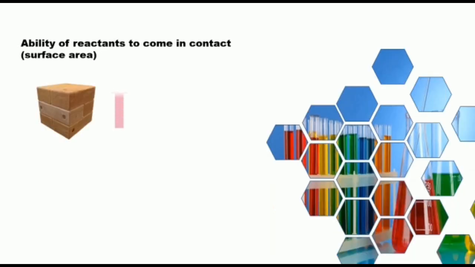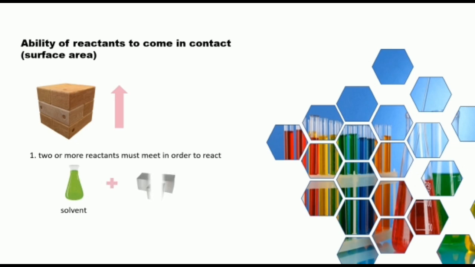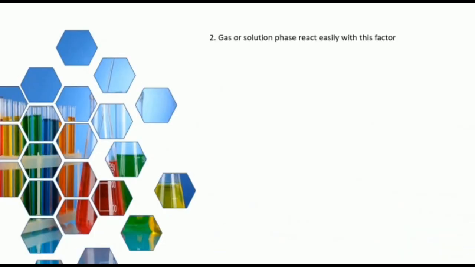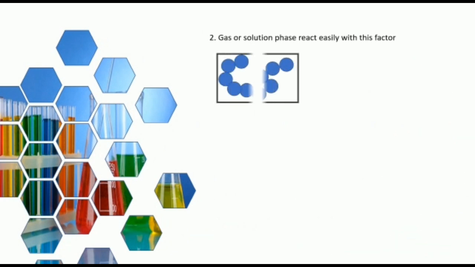The higher surface area will increase the rate of reaction, and the frequency of the collisions will be higher. Two or more reactants must meet in order to react. For example, solvent and reactant are combined so that the reaction might occur. Moreover, gas and solution phases react easily with this factor. It is because smaller particles have more surface area than larger ones.